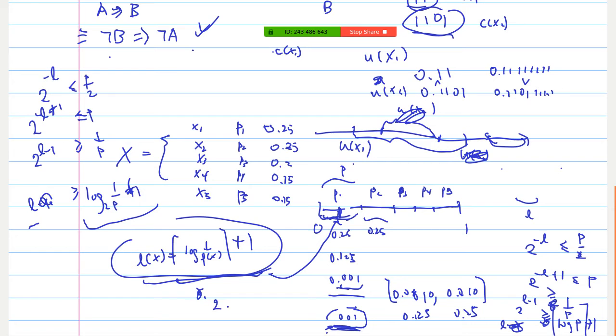I mean 2 plus 1 is equal to 3, yes, so actually it's okay. So the first codeword is 0.01. Then for this one here, I again take the midpoint. This is 0.375. It turns out 0.375 is equal to 0.011.